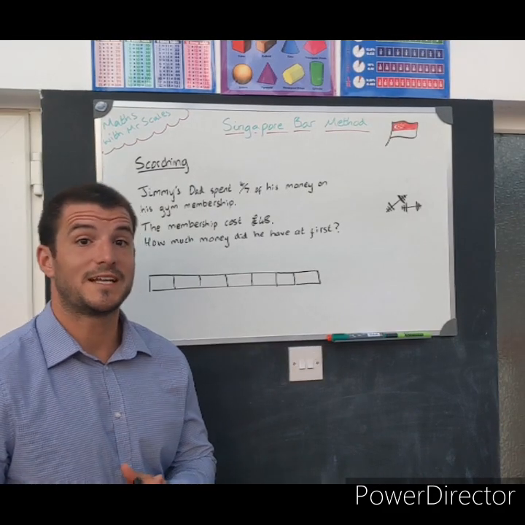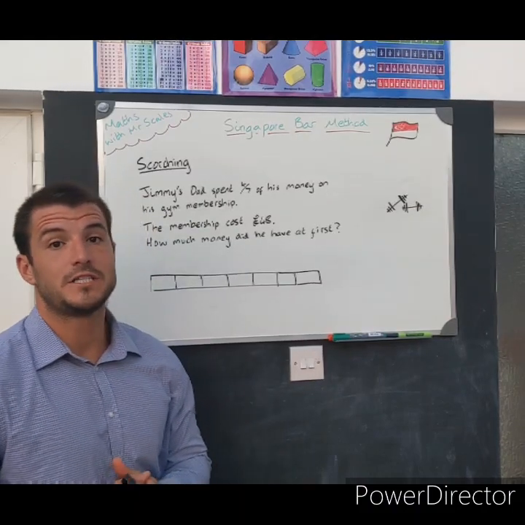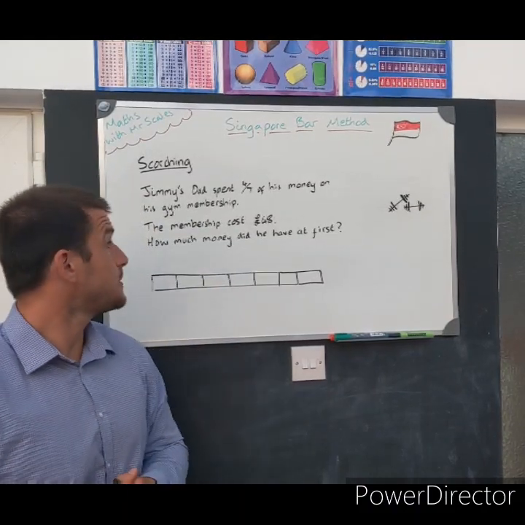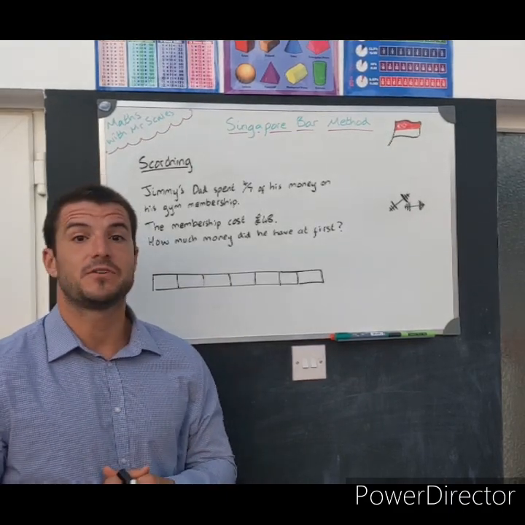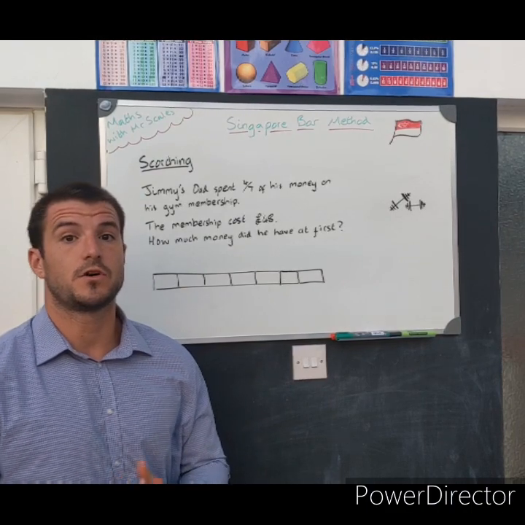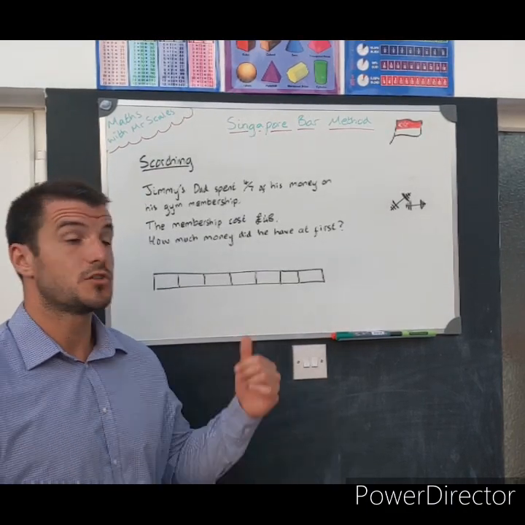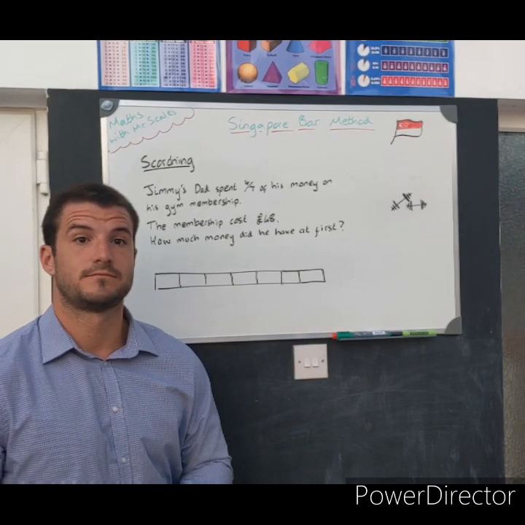Your scorching challenge is Jimmy's dad spent 4/7 of his money on a gym membership. The gym membership cost £48. How much money did he have at first? As always with Singapore bar, use the fractions that you've got. You're being given it in sevenths, so you split your bar into 7 sections.